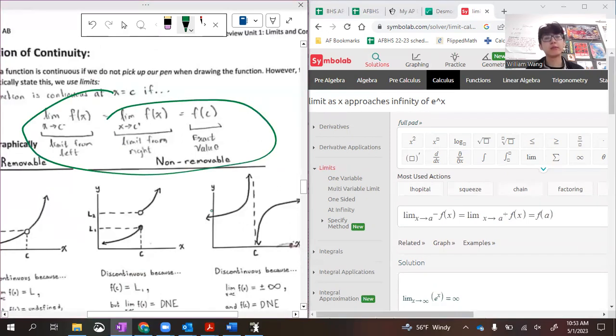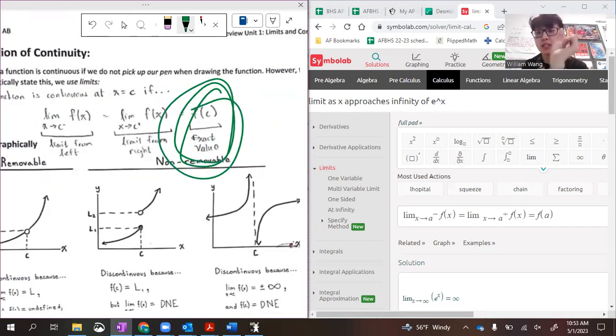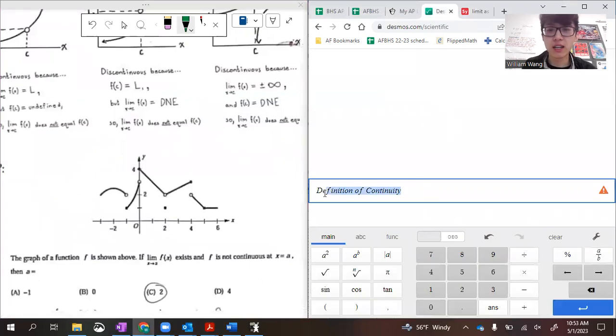And you'll note that is in my notes right here. So the limit from the left must equal the limit from the right, and it must equal the exact value. So really, from the definition of a limit, we added one thing, which is just this. That's the one addition that takes it from the definition of a limit to the definition of continuity.